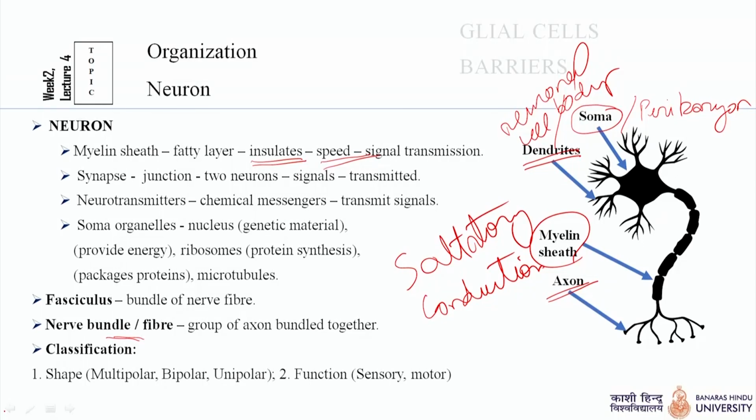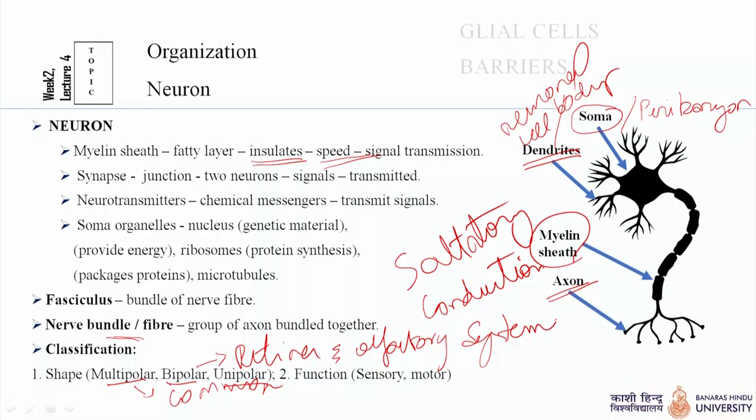Based on the shape, the neurons are classified into multipolar, bipolar, and unipolar. Multipolar is the most common neuron in the mammals, whereas bipolar neurons are usually present in the retina and the olfactory system. Unipolar neurons are mostly present in the dorsal root ganglia.